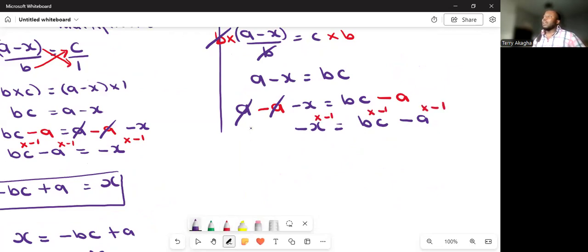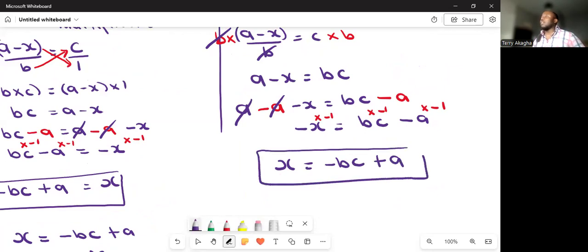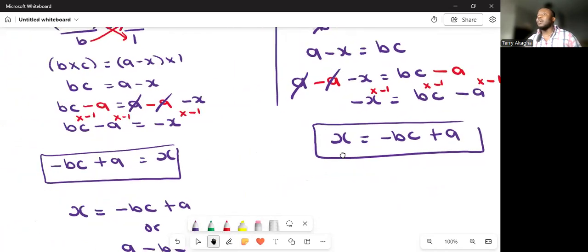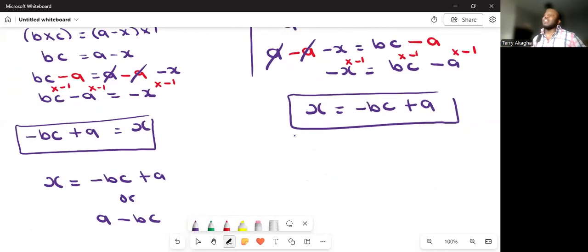So minus X times minus 1 is going to give you X, will be equal to BC times minus 1 will give you minus BC, minus A times minus 1 will give you plus A, and that will be the answer for that. So you see, it's exactly the same thing we had here as well. Are you seeing it? All right, then that will be that for that.